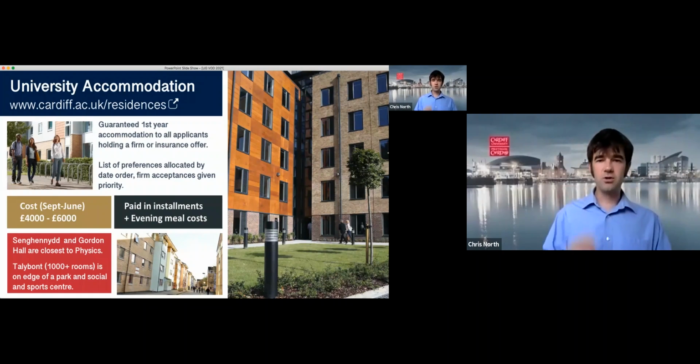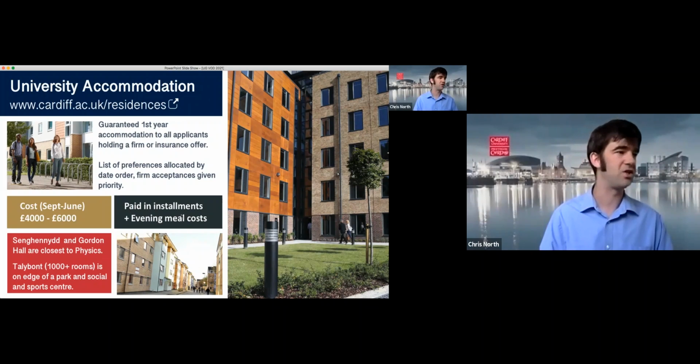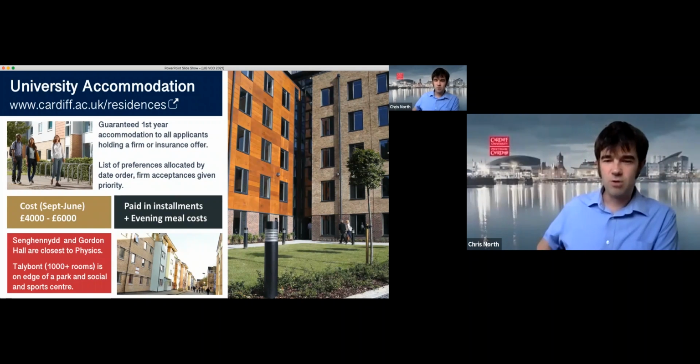So before we come on to where our existing students have lived in terms of university accommodation, the cost is somewhere between £4,000 and £6,000, very roughly. That's accurate to one significant figure. So do check on the website for detailed prices. The closest are St Senghennydd and Gordon Hall, and Talybont is the biggest one. But to hear more about this accommodation, let's go to students. So Lucy, Rob, and Quinn.